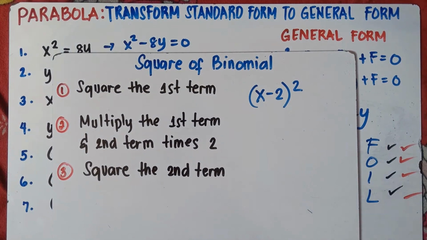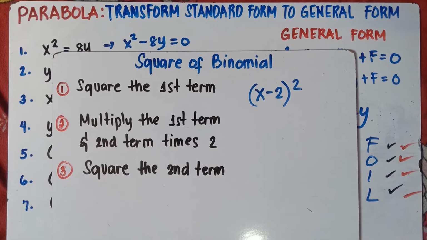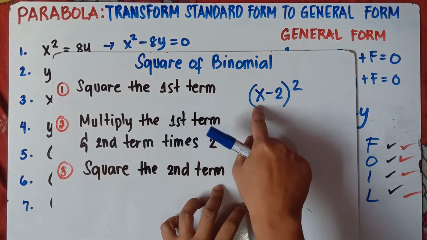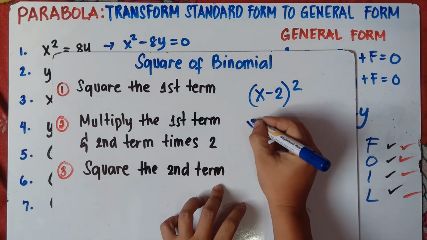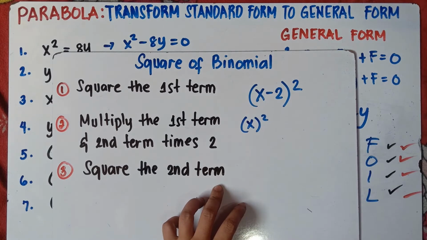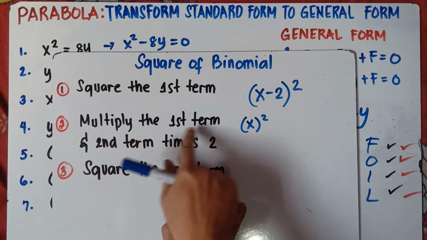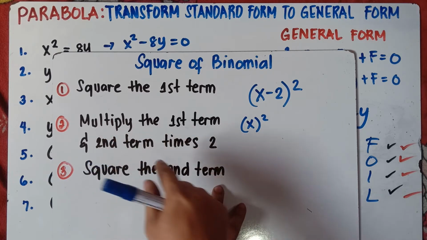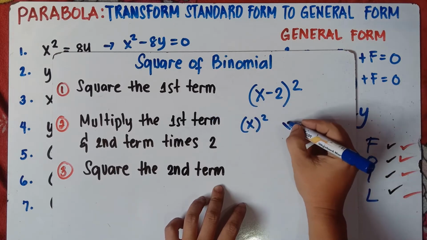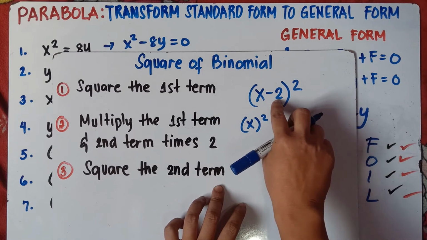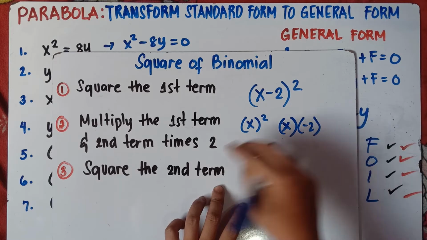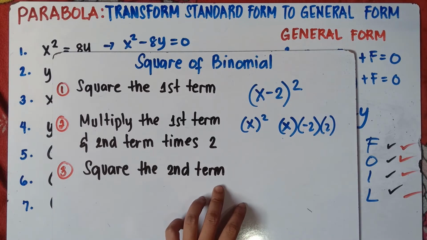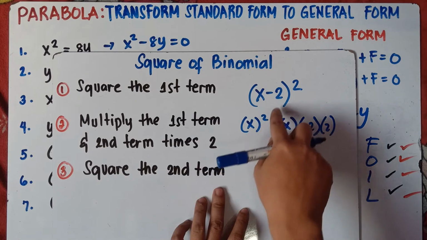So x minus 2 quantity squared. If you want to use the square of binomial, first thing to do is you square the first term. So you square x. Then multiply the first term and second term times 2. The first term is x. You multiply it by the second term, which is negative 2. Then times 2. Then last will be square the last term. So this is negative 2.